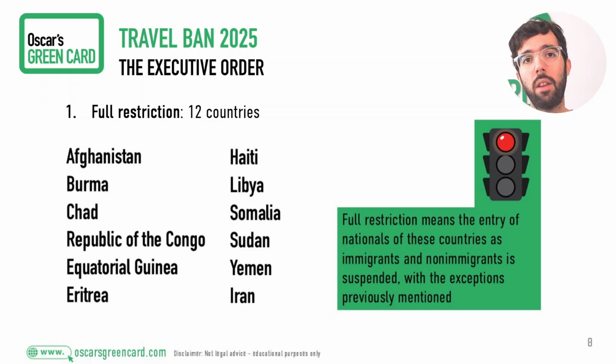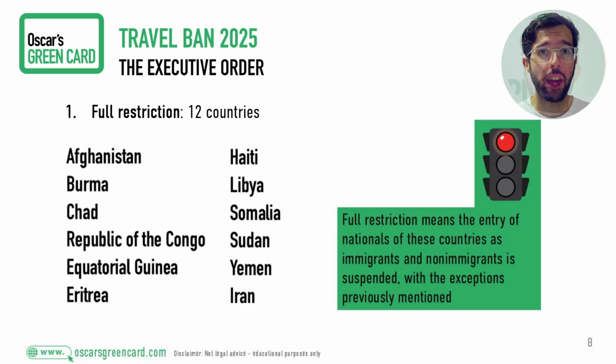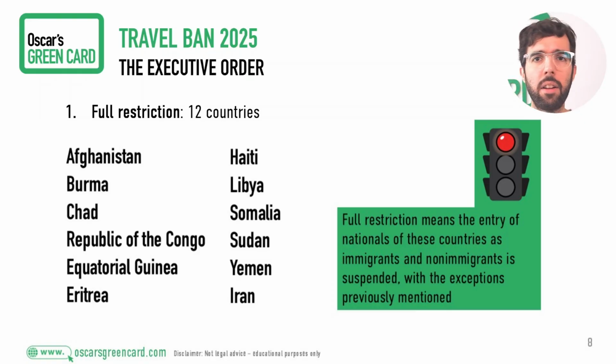And those are the 12 countries that you can see on the screen: Afghanistan, Burma, Myanmar, Chad, Republic of the Congo, Equatorial Guinea, Eritrea, Haiti, Libya, Somalia, Sudan, Yemen, and Iran, which was missing in an earlier version of this video. All entries from these countries as immigrant and non-immigrant visa holders are suspended, with the exceptions previously mentioned.